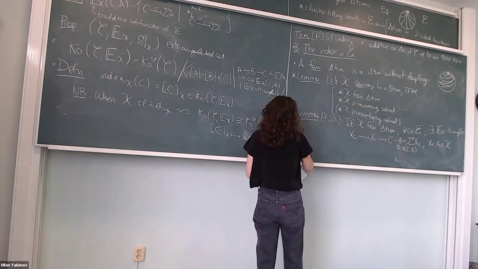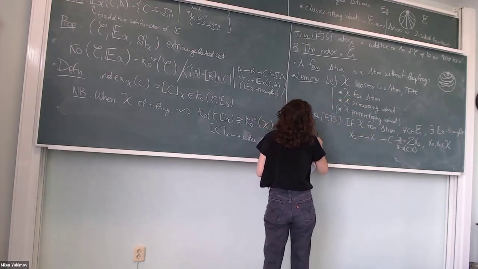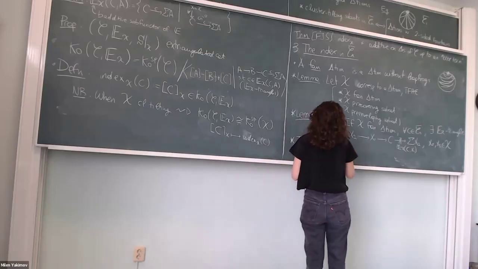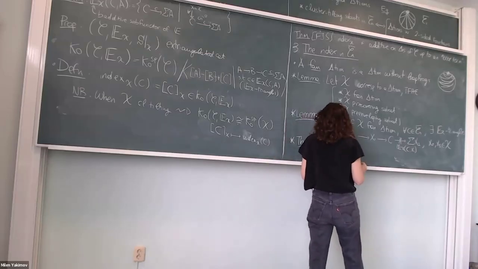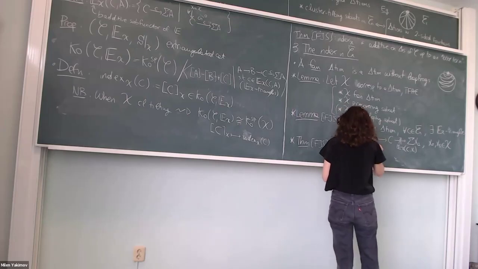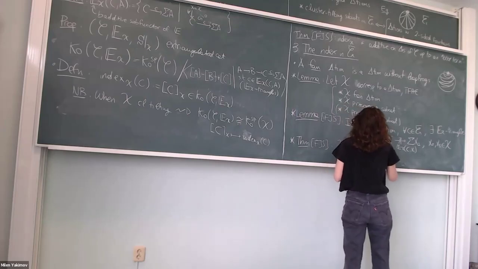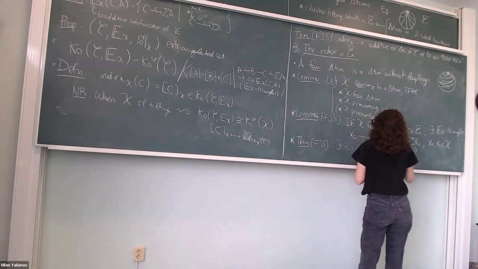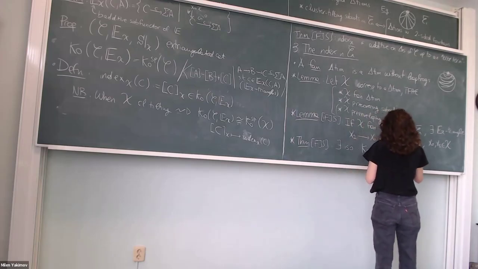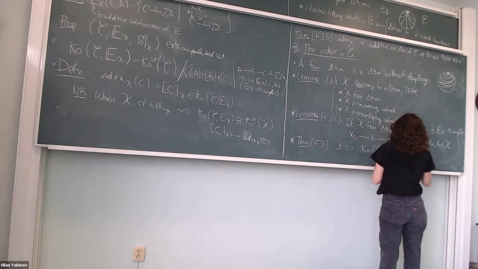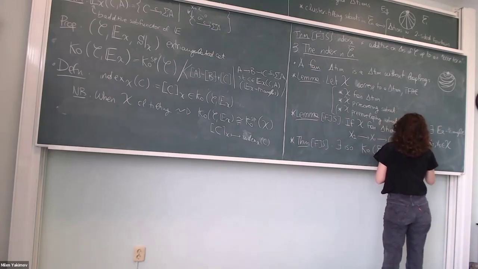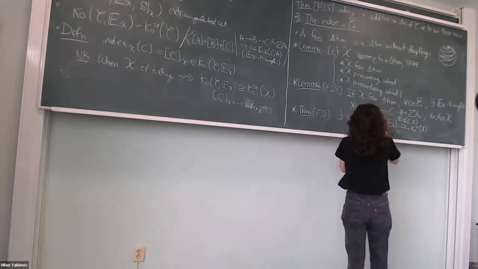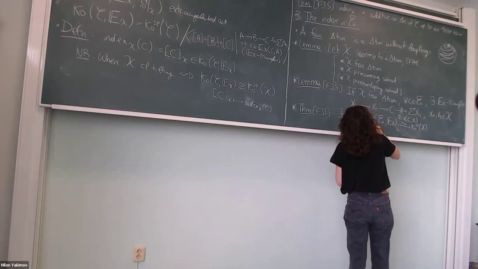Okay, and once we have this, we can prove that there is an isomorphism between K0 Tn bar of EX and K0 split of X, which takes what we called the index.